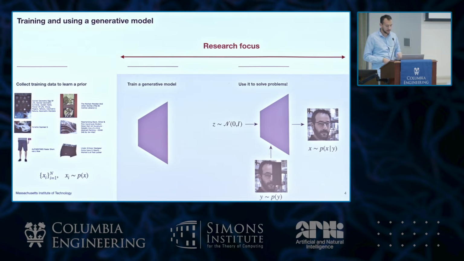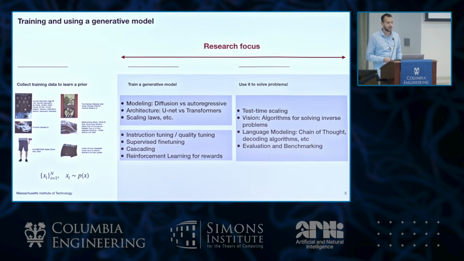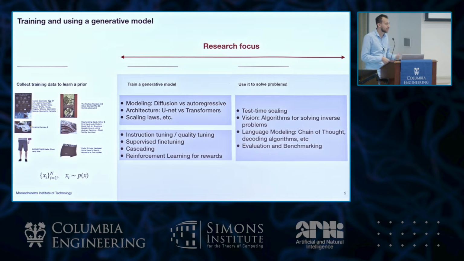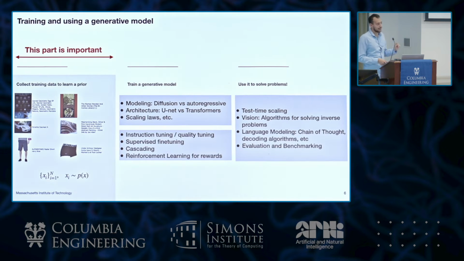So what I want to argue today is on these 2 latter steps, there has been a lot of research. For example, if you want to train your generative model, you have to consider a bunch of things: am I going to use a diffusion, am I going to use an autoregressive model? How am I going to train this? What architecture am I going to use? There are a bunch of questions. And then even after you have trained your model, you want to use it to solve some problem. And there are all sorts of research questions about how you use the prior in the model to solve your problem of interest.